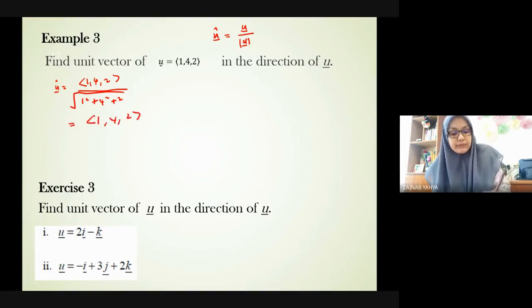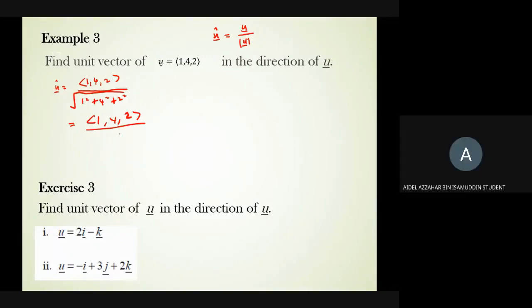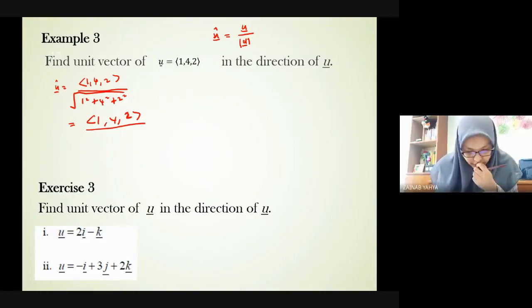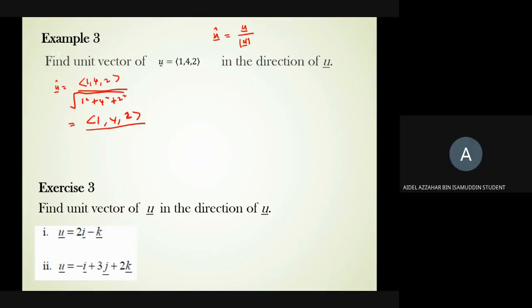<1, 4, 2> divided by the square root of 1 plus 16, 17, plus 4 is, what's the answer? Come on, what's the answer? Square root 13. No, no, no, it's 21, madam. Square root 21. Sorry. Okay, thank you very much.